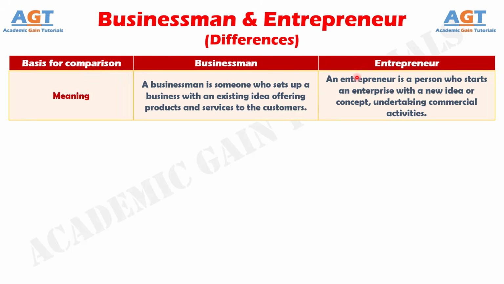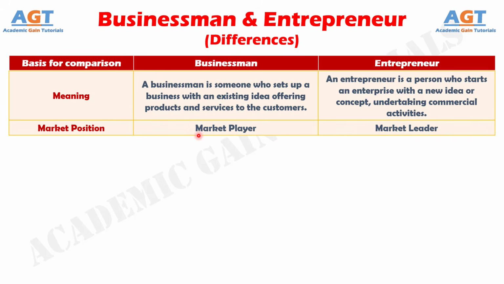Difference number 1. A businessman is someone who sets up a business with an existing idea offering products and services to the customers, whereas an entrepreneur is a person who starts an enterprise with a new idea or concept, undertaking commercial activities. Number 2. The businessman is a market player, while entrepreneur is a market leader because he is the first to start such a kind of enterprise.